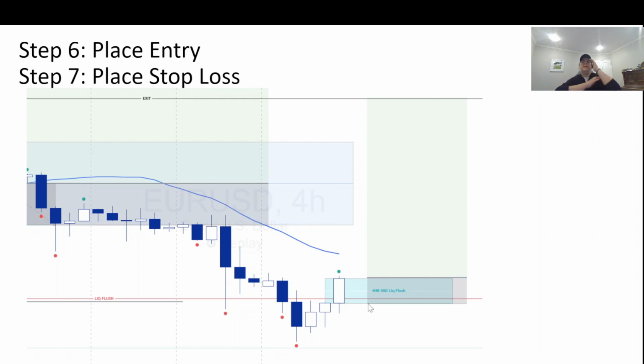Why do we do a market entry? The reason is sometimes price will come down and grab the full, around the 50%. Sometimes it will come and stop us out. Okay, these aren't guaranteed trades.